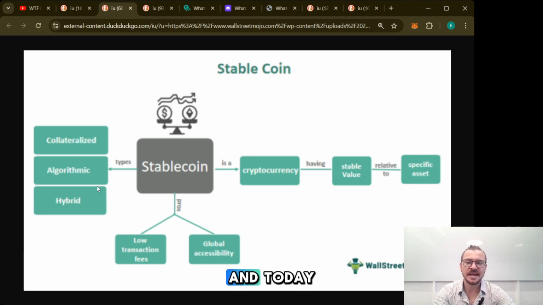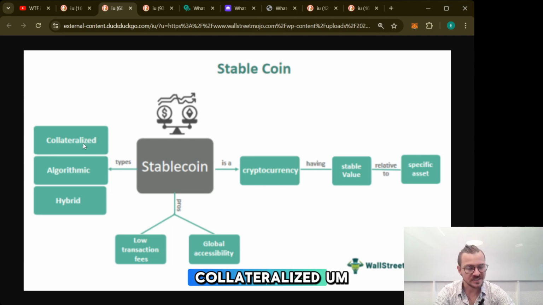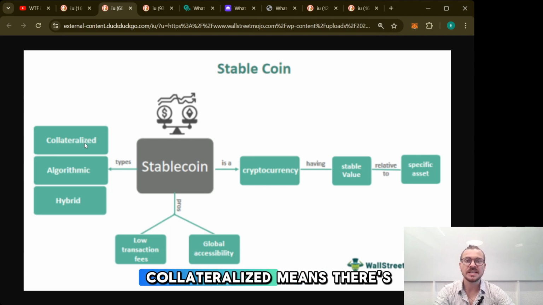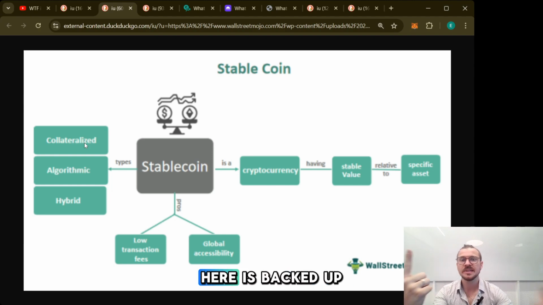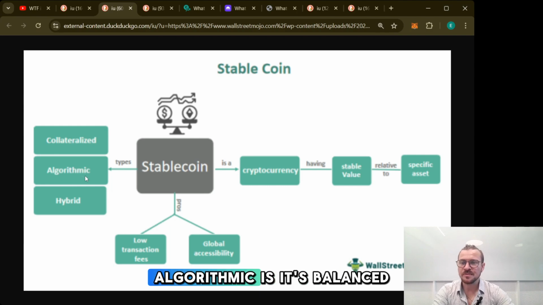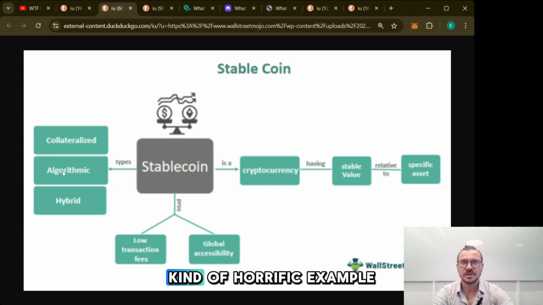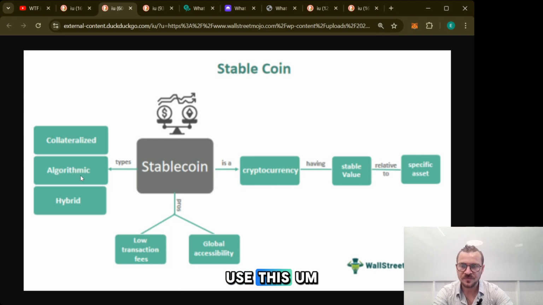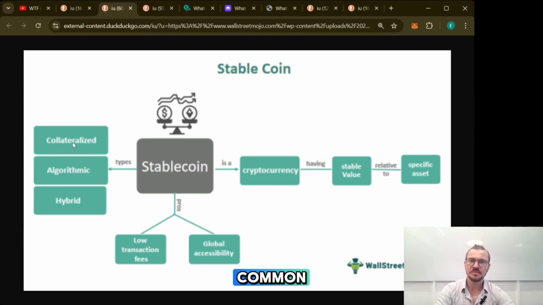There's 3 types, and today I'm going to mainly talk about collateralized. Collateralized means there's something backing it up. So I have $1 here, so one stablecoin here is backed up by one something. Okay, but there's other types. Algorithmic is it's balanced with math. And we're going to talk about a very recent kind of horrific example that used this. Like I said, today we're focused on collateralized because that's the most common. It's kind of the proven one, the one that works the best.